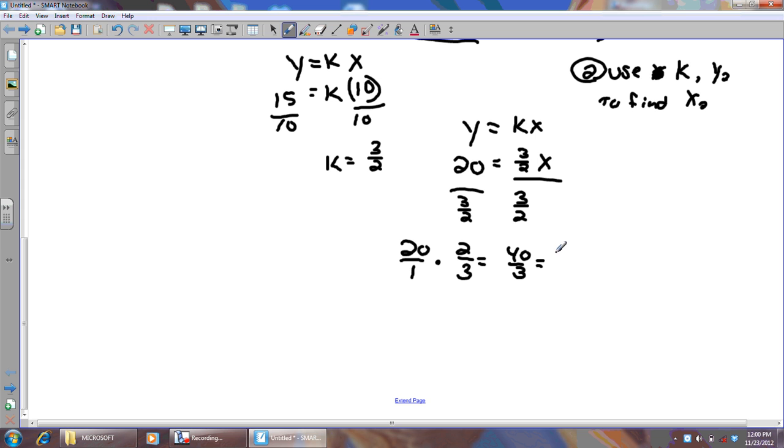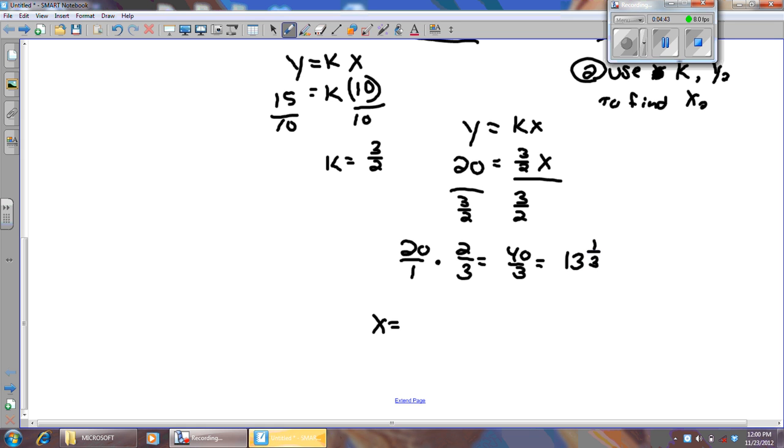3 is going to go into 40. Let me see here. How many times? Feeling a little slow. 16, I think. No, that's too many. 13 would be 39, right? So it's going to go in 13 times, and there's going to be one left over, 1/3. Okay, so that's what x will equal, 13 and 1/3 when y equals 20.